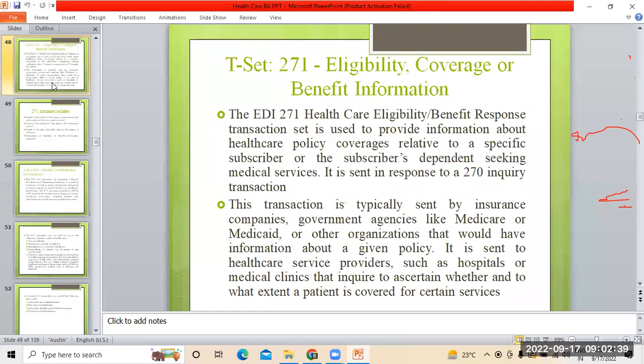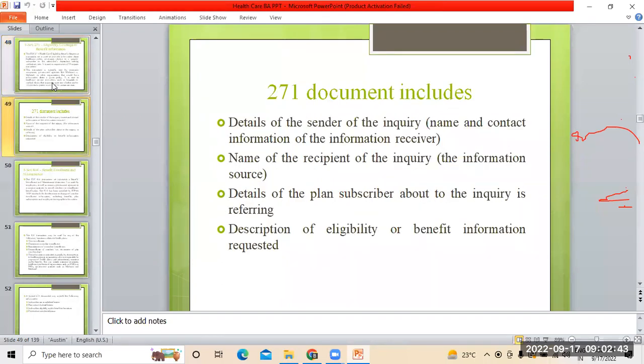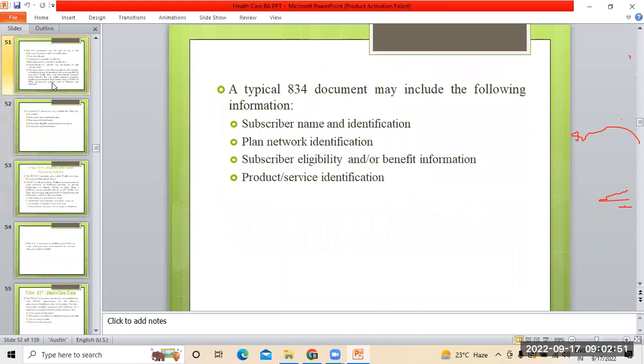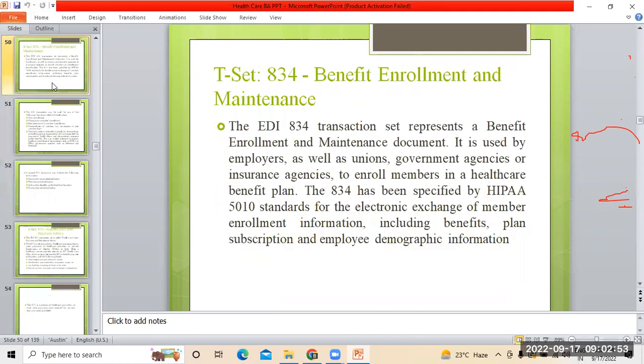Remembering means, of course, continuous practice. For 271, what does it come under, and what kind of documents are included in it? For 834, what are all the enrollments that happen in 834? These things you need to remember. This is really important.